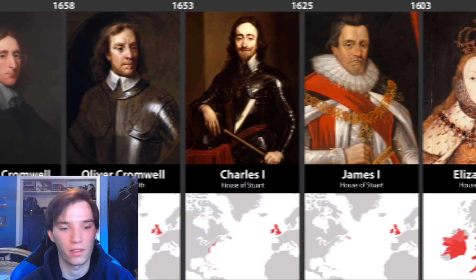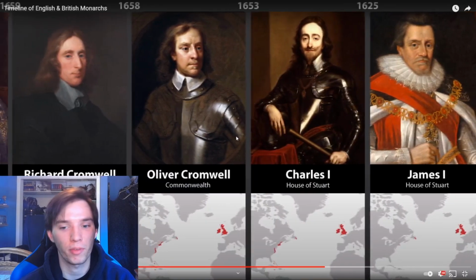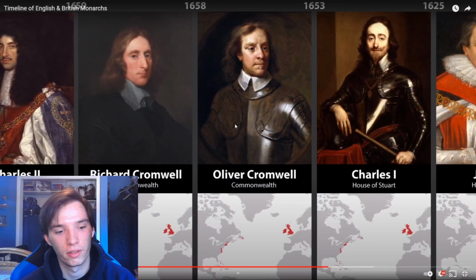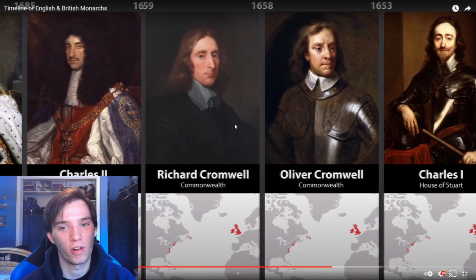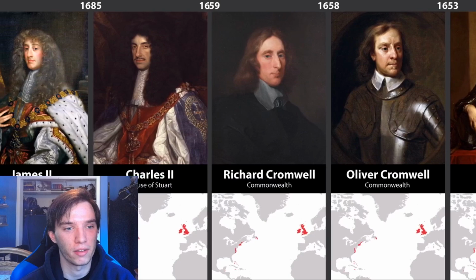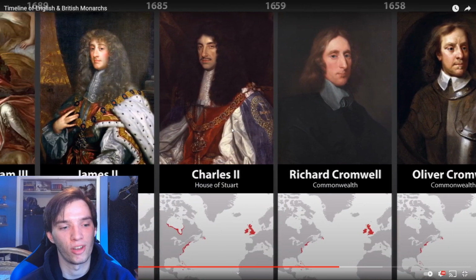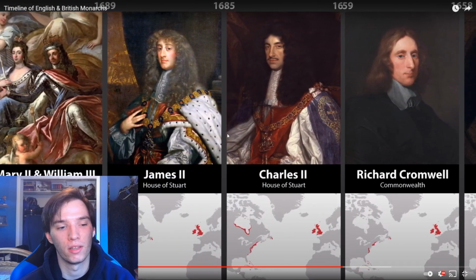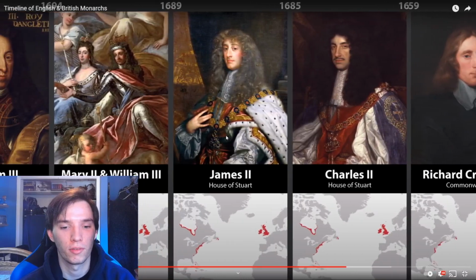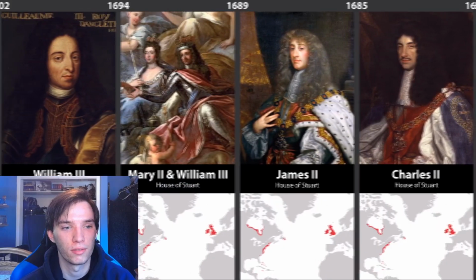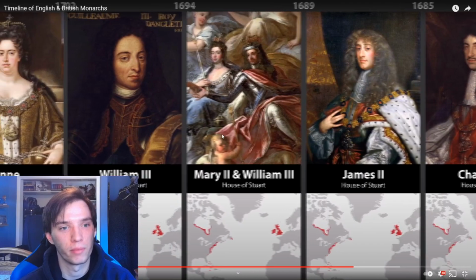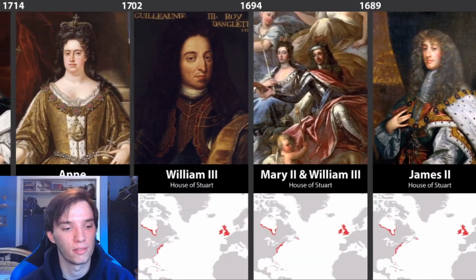Oh, and then we have the Stuarts. Good old Catholics. And then Cromwell comes in. He's like, hello, chop off the head of Charles I. And then Richard Cromwell. And then boop. We're back to the House of Stuart up until James II. And then we have the Glorious Revolution, I think is what it's called. And Mary and William become king and queen.